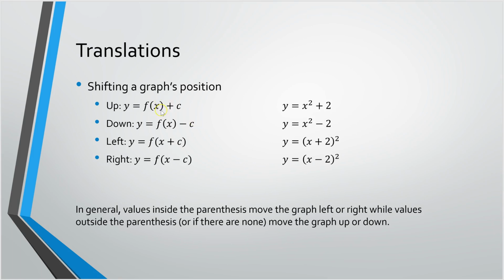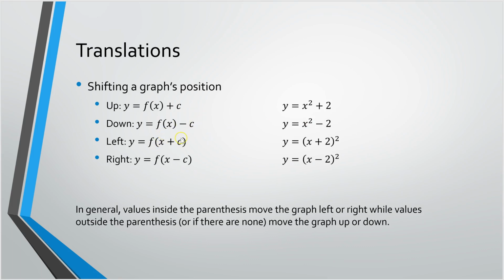So when you have something in the form f of x plus a number, this is going to shift that number of units up. So an example is having something like x squared. If you add a 2 outside of the function off to the side, then that's moving things up 2 units. Similarly, you could subtract a number and that would move it down that many units.